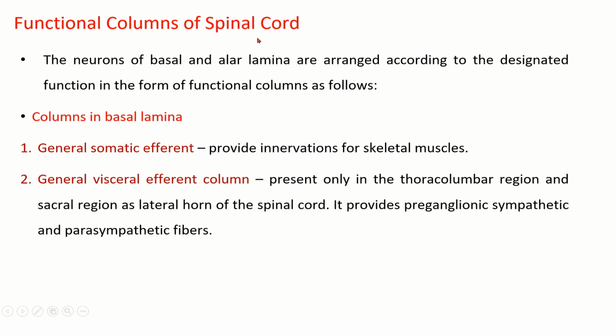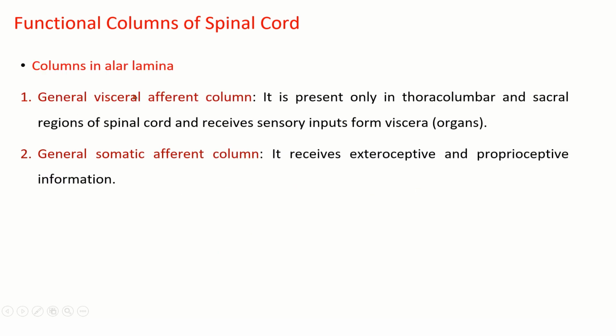So functional columns of the spinal cord. In the spinal cord, there are only 4 functional columns. In the basal lamina, there are 2 functional columns. General somatic efferent, that means provides innervation to skeletal muscles. General visceral efferent, that means provides motor innervation to the viscera. Then in the alar lamina, there are 2 columns. General visceral afferent, so sensations from the viscera, and general somatic afferent, exteroceptive and proprioceptive sensations.